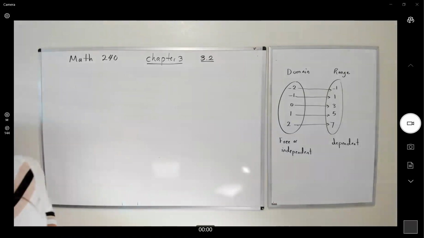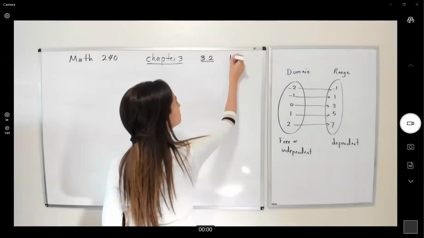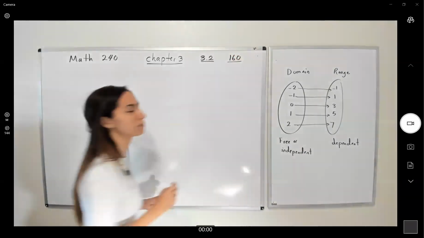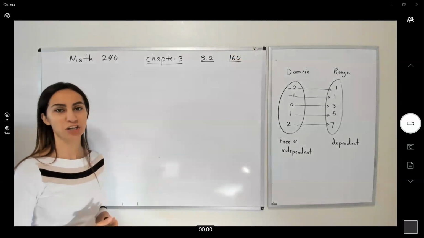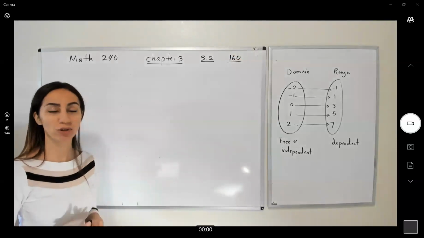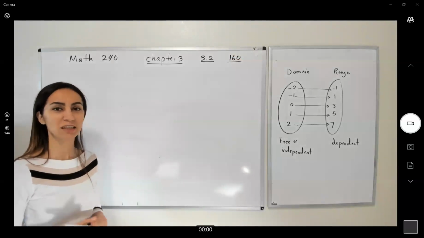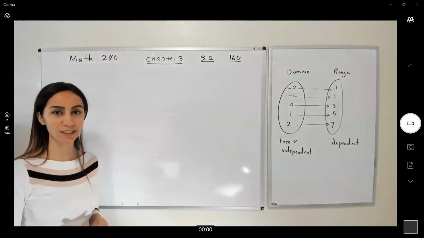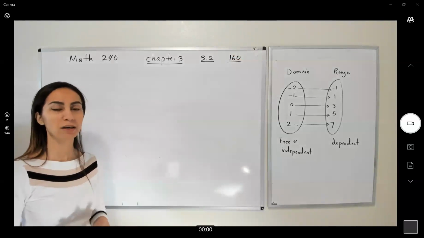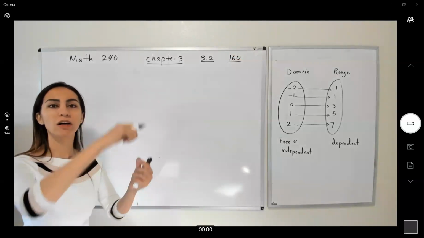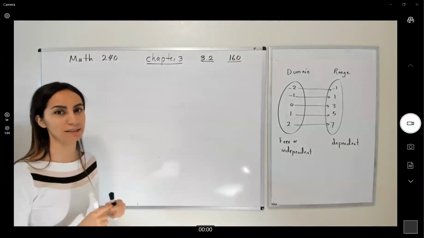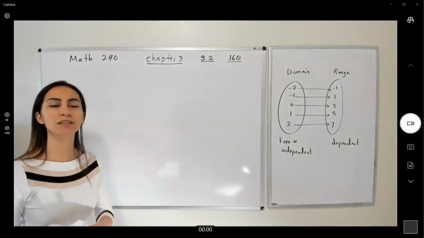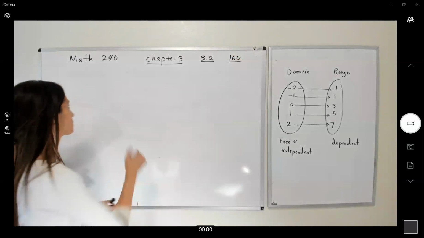So we are on page 160. As you can see, for a function, you have a collection of ordered pairs, and when you graph these points in the xy plane, no vertical line crosses 2 points or more at the same time. We call it the vertical line test.